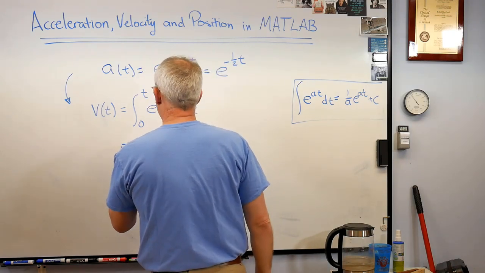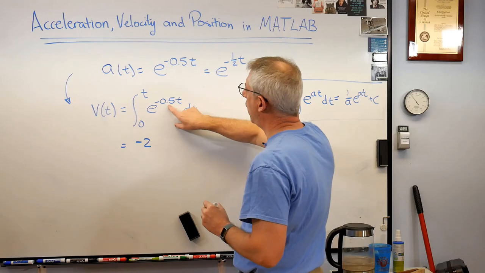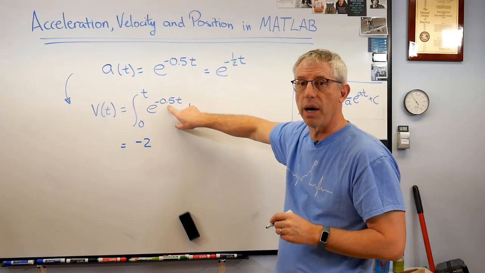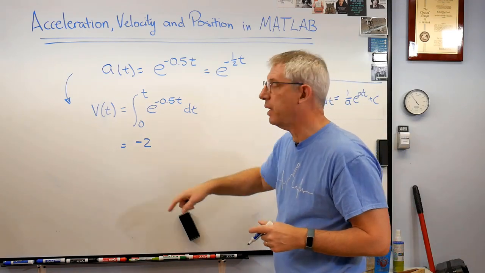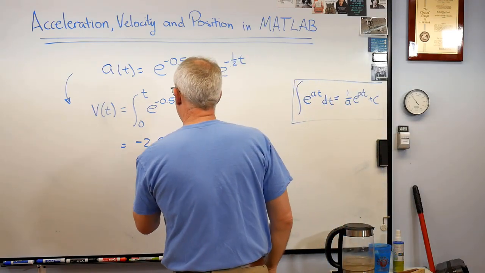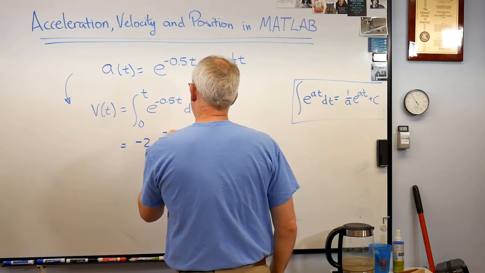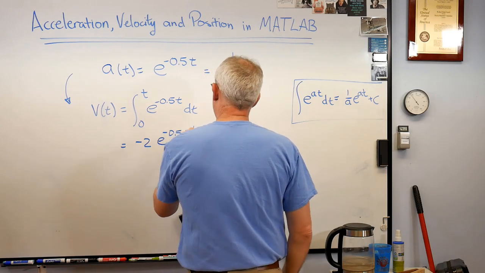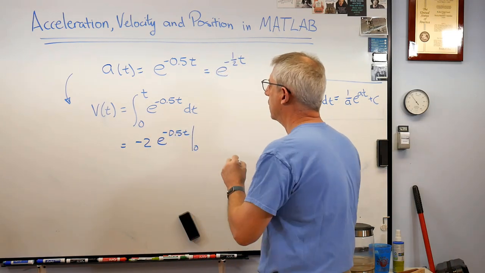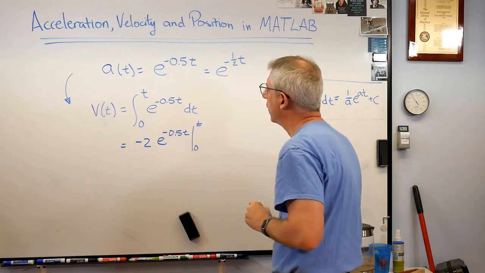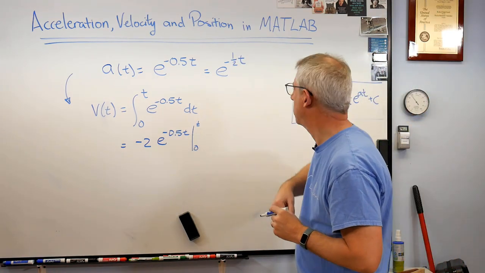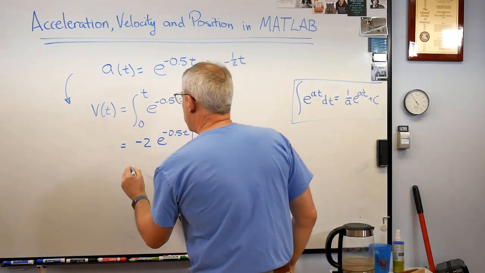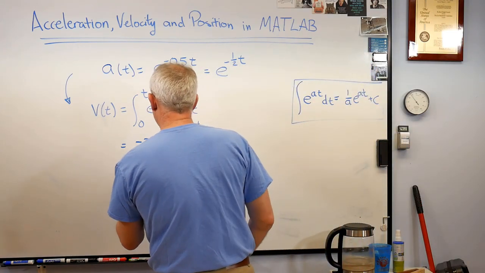So let's do this. It looks like minus 2, because right here a is minus 0.5, or minus 1 half. 1 over a right there is going to be minus 2. So that's where that comes from. e to the minus 0.5 t from 0 to t. All right, so far so good. Let's just keep going. Let's just do what the math says.